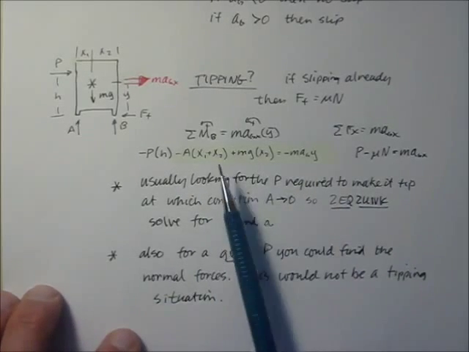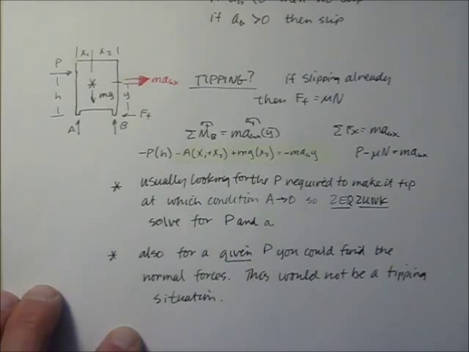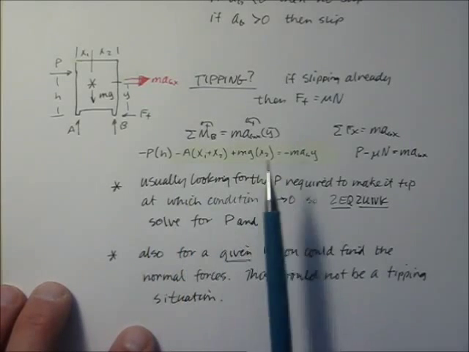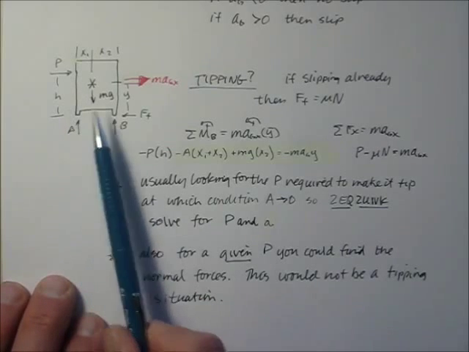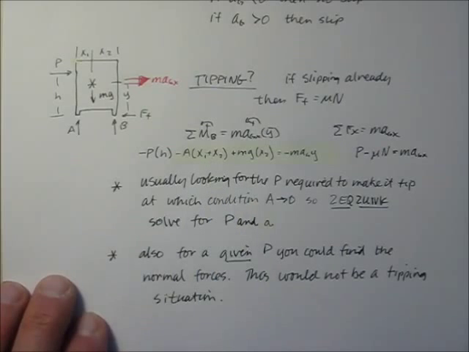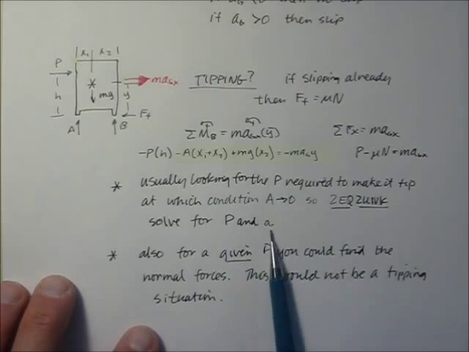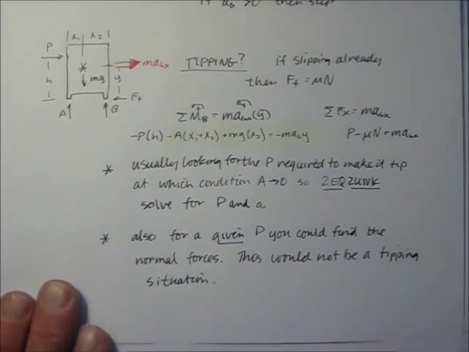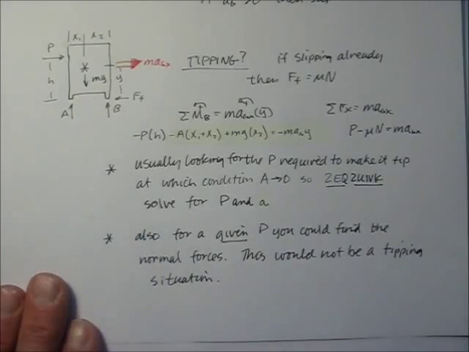If it's tipping, A has gone to 0, so this term has gone away. It's nice to leave it in there for adding things up, because in some cases we may be asking what the normal forces are given a certain P. If we're looking for the P that causes it to tip over, then again A goes to 0, and we're just trying to resolve this two equations, two unknowns situation for P and A, and we can do that. And again, for a given P, you can also find the normal forces, and then you'd leave that force A in the equation.